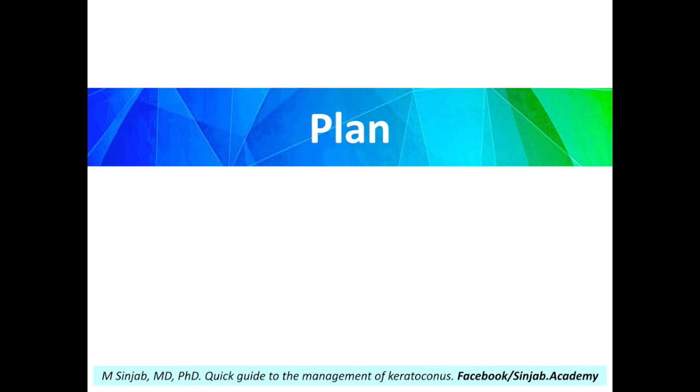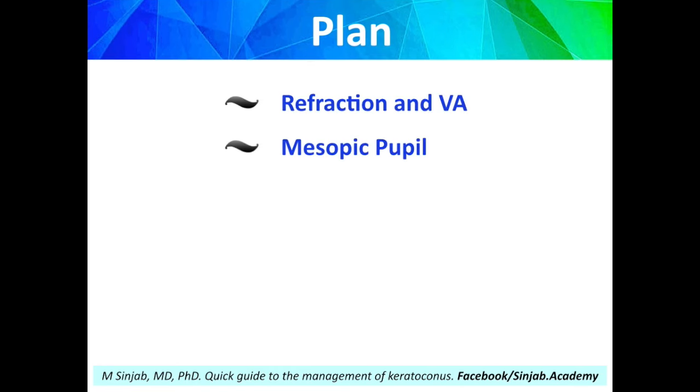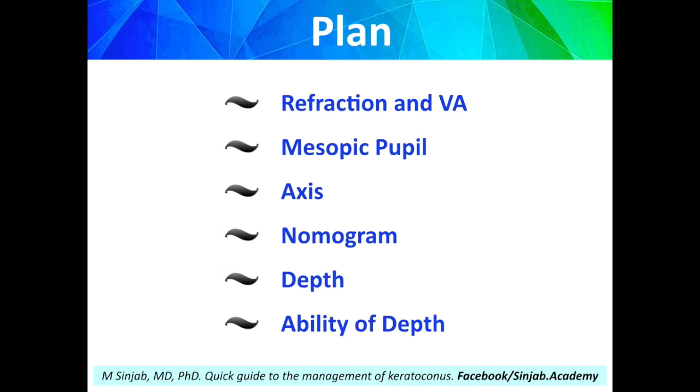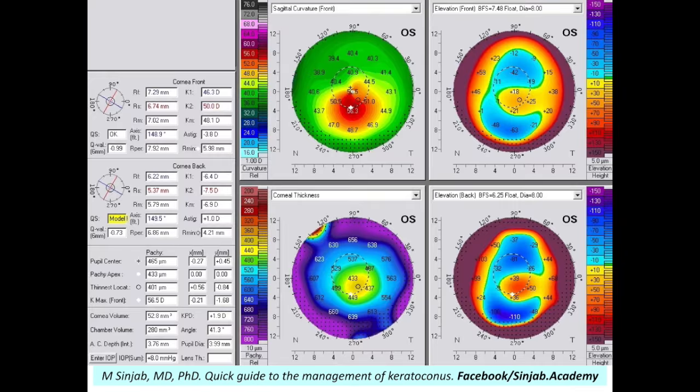So what is the customized plan? Measuring refraction and visual acuity, measuring mesopic pupil, determining the axis, determining the proper nomogram, measuring the depth, and checking the ability of the depth. We will go through 3 clinical examples that will be studied in order to apply this systematic plan. Case number 1. This is the left eye of a patient with keratoconus.